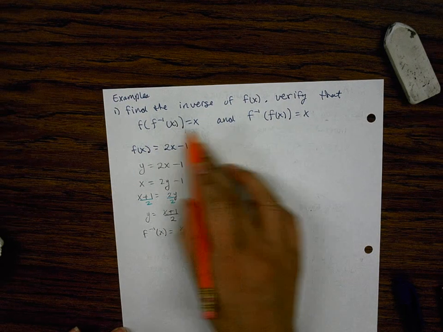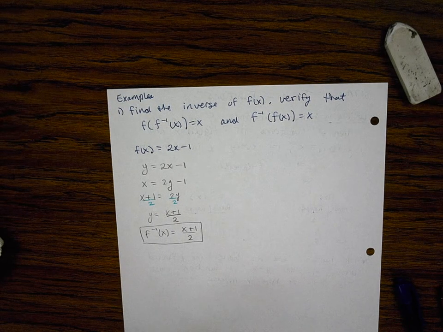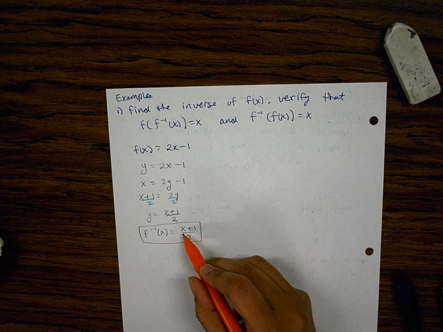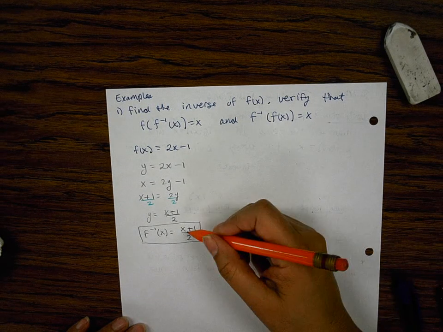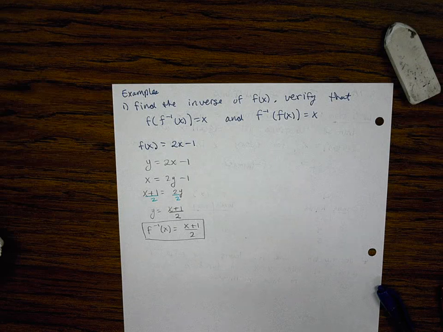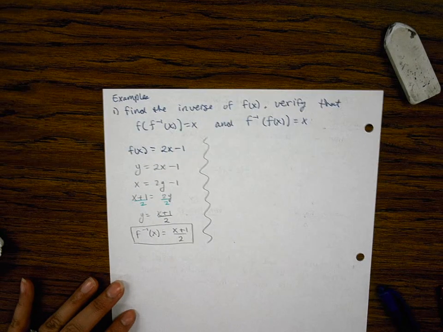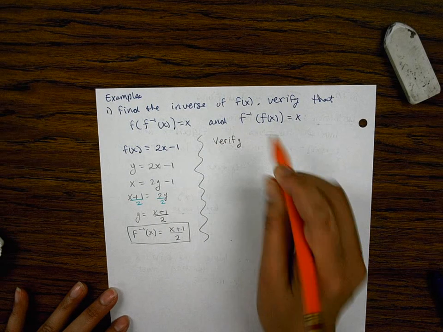All we have left to do is swap out the y to f inverse of x equals x plus 1 over 2. Now I haven't done this verify piece yet, but this is the first part of my answer. And it's pretty simple. You just swap the variables, solve for y, put in the f inverse, and you're done. Now some people might write this as x over 2 plus 1 over 2, perfectly fine, or 1/2 x plus 1/2. Up to you and how you want to write it.